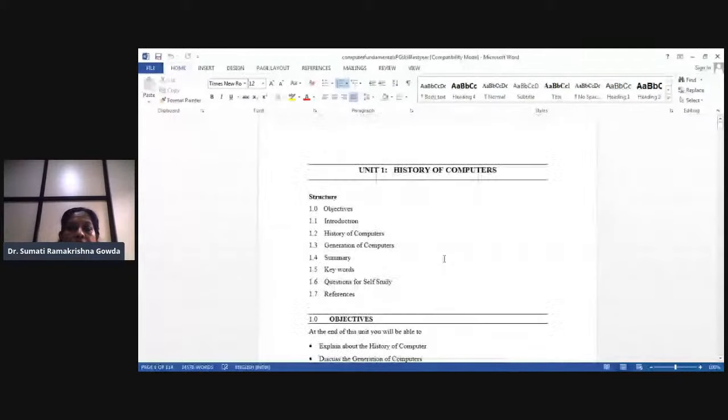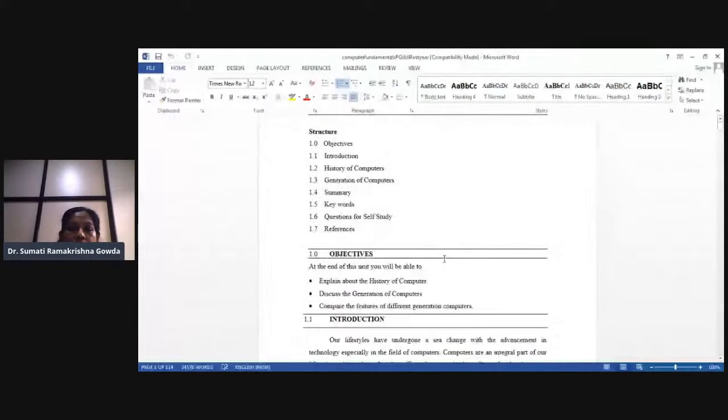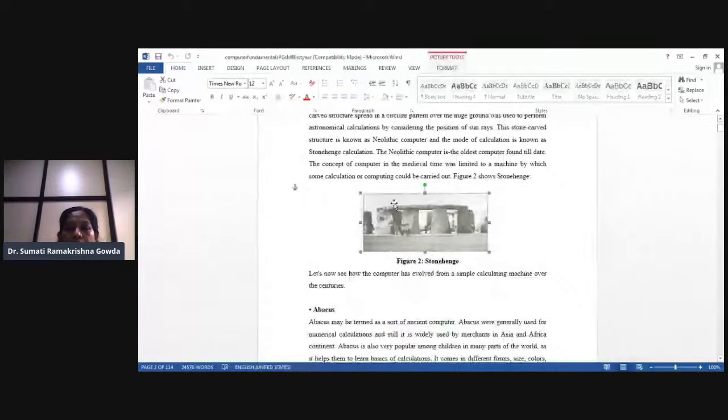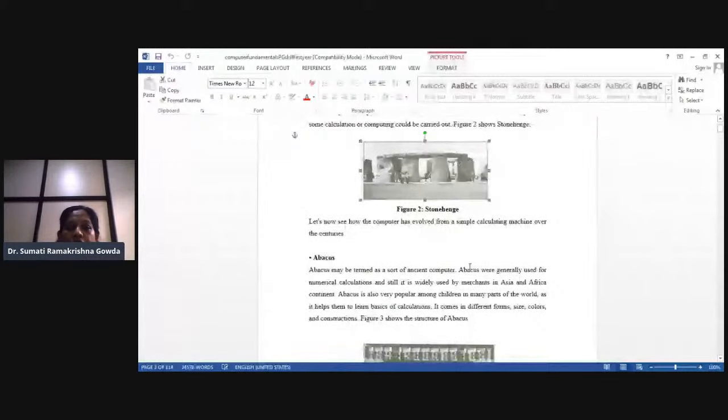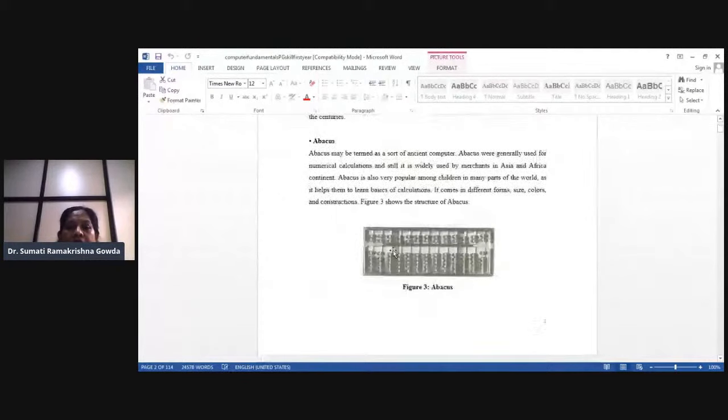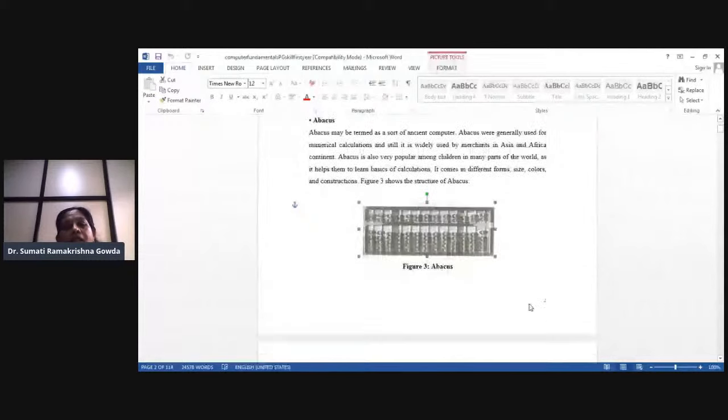Okay, now we have learned the history of computers, for those who have joined late. It started like this: big stones carved in a circular manner. When the rays fall on these stones, they used to calculate. So this is your first computer, Stonehenge. Then the abacus, like a slate with beads, which consists of colorful beads. So this is the abacus.